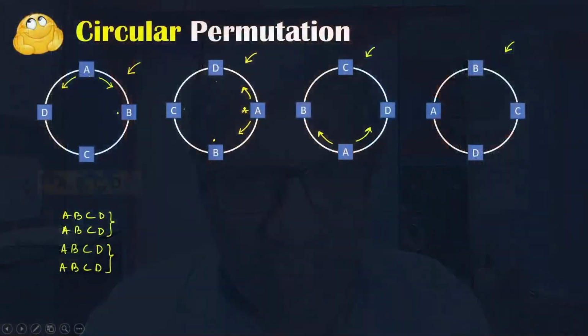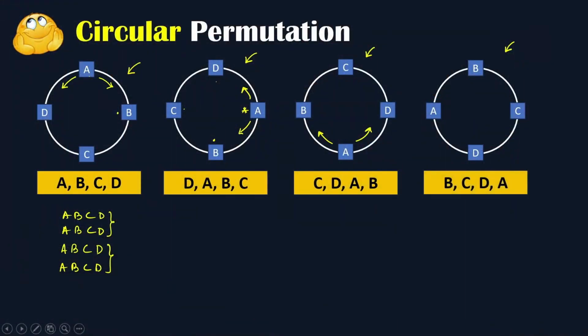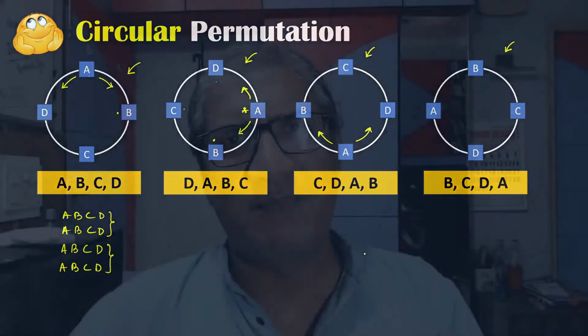But think about it. If this were a linear permutation, what would happen? See this one? These four permutations, they are different when linear permutation is concerned. ABCD, DABC, CDAB, BCDA, they are all different arrangements in case of linear permutation, but in case of circular permutation, they are all the same.